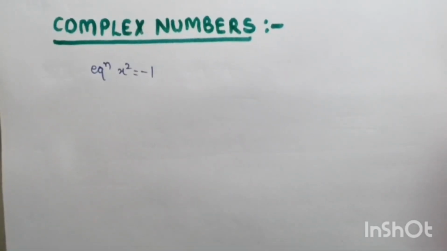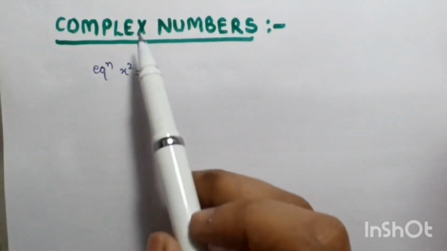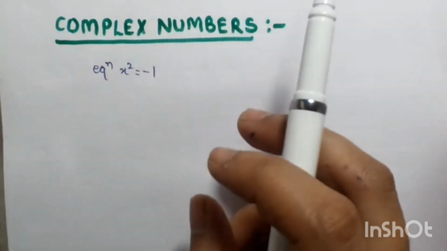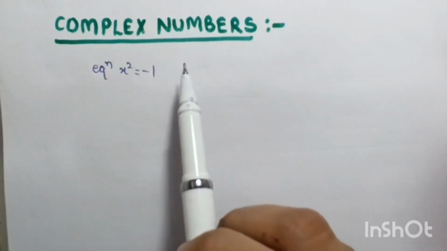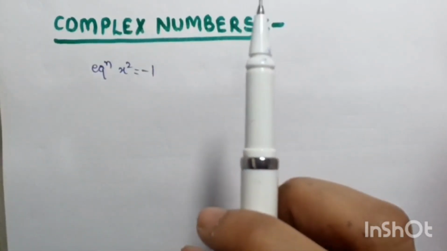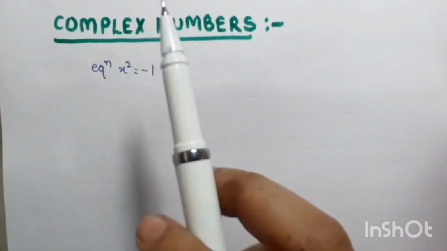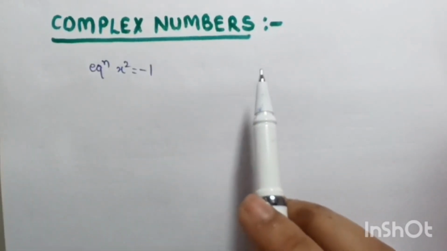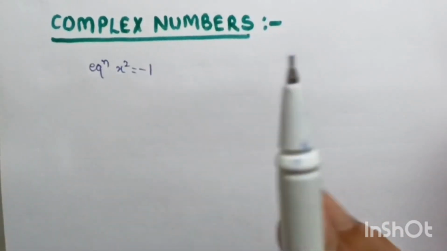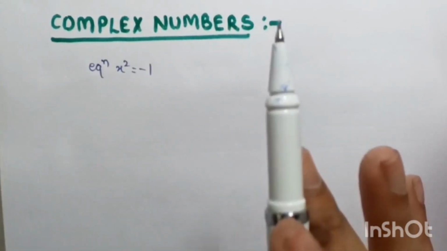First we will know where this number comes from. The equation we know is x square equal to -1. It has no solution in the set of real numbers, because the square of every real number is either positive or 0, and here it is -1. Therefore we feel the necessity to extend the system of real numbers. We all know that this defect is remedied by introducing complex numbers.